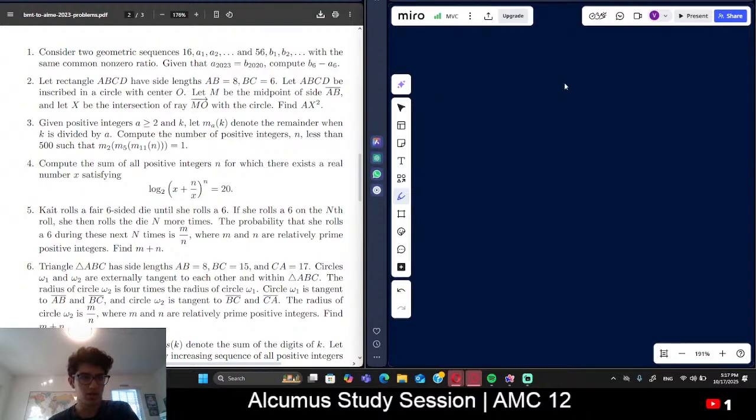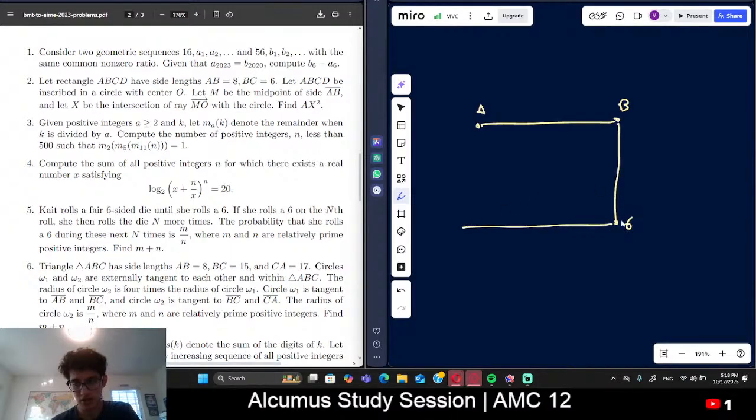Okay, this one doesn't look too bad because it's a rectangle and it seems the Pythagorean theorem works here. So that's A, B, and this is 6 or something like that. Oops, that's C. This length is 6, this is 8. D, so this is 8, this is 6. And I'm going to move the 6 out here because they're in a circle.